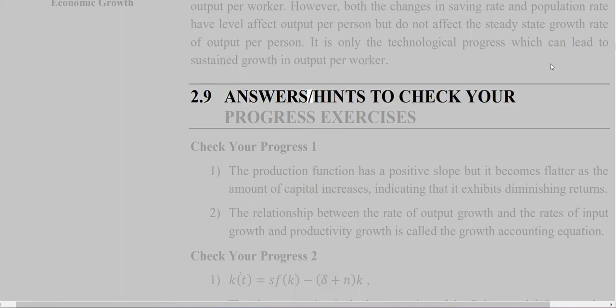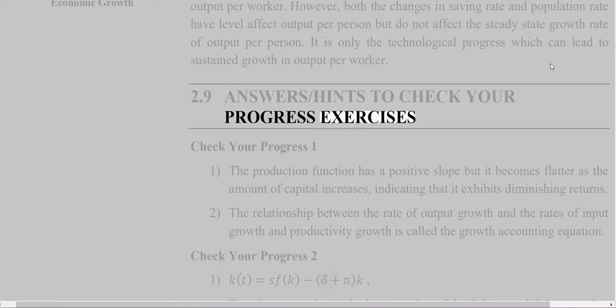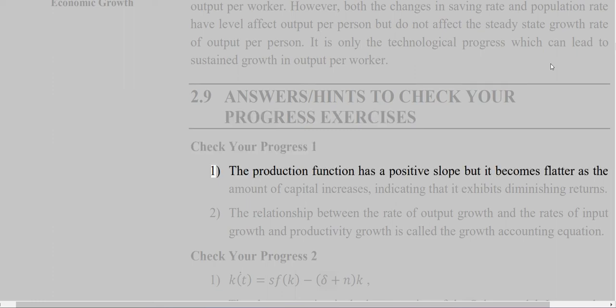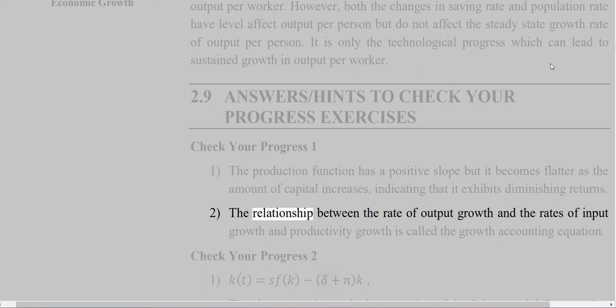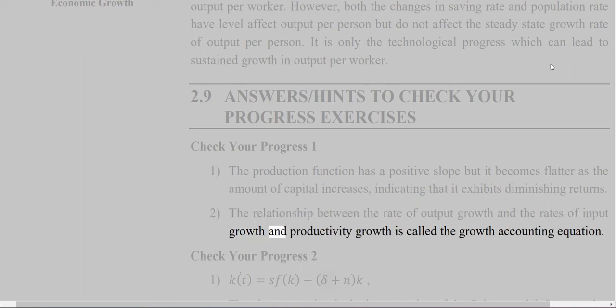2.9 Answers/hints to check your progress exercises. Check your progress 1. 1. The production function has a positive slope, but it becomes flatter as the amount of capital increases, indicating that it exhibits diminishing returns. 2. The relationship between the rate of output growth and the rates of input growth and productivity growth is called the growth accounting equation.